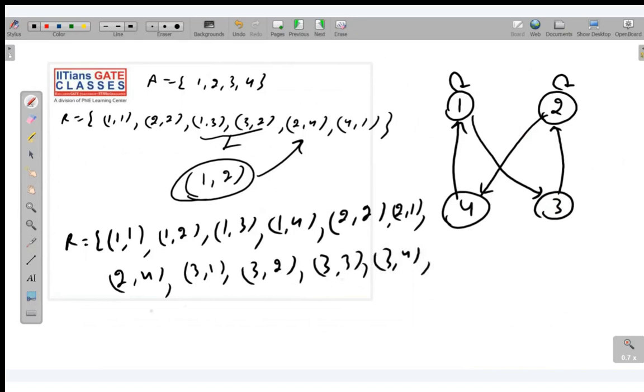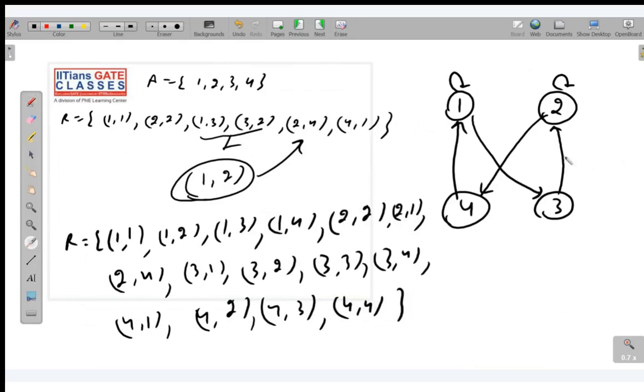Then 4 to 1, yes. 4 to 2, yes. 4 to 3, yes, we have 4 to 3. 4 to 4, yes, 4 to 4 is also there. So which was missing?